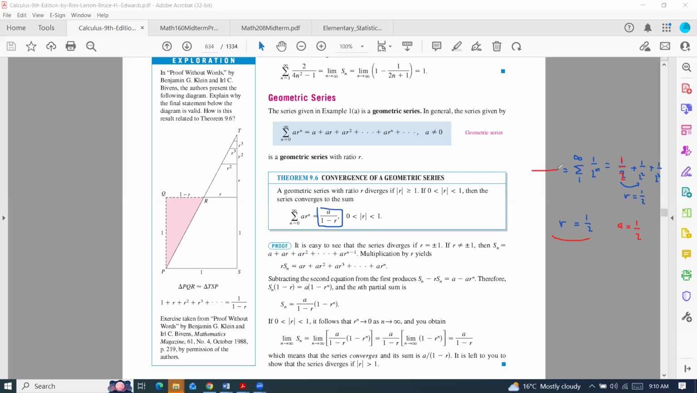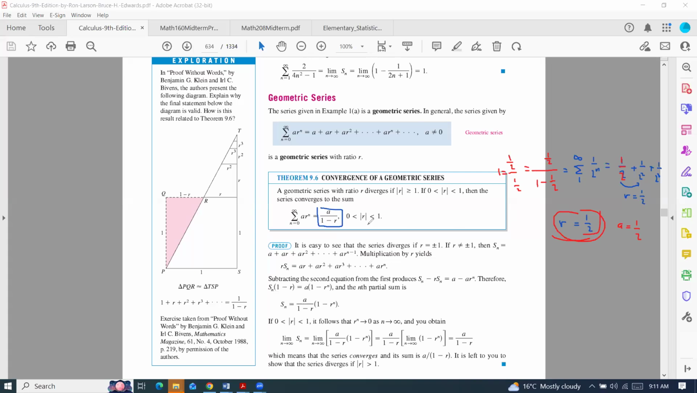It is a, which is 1/2, divided by 1 minus the ratio r, which is 1/2. And notice this has to be equal to 1, and it is indeed, because you end up dividing 1/2 by 1 minus 1/2, which is also 1/2. You divide the same numerator by the same denominator, so it is 1.